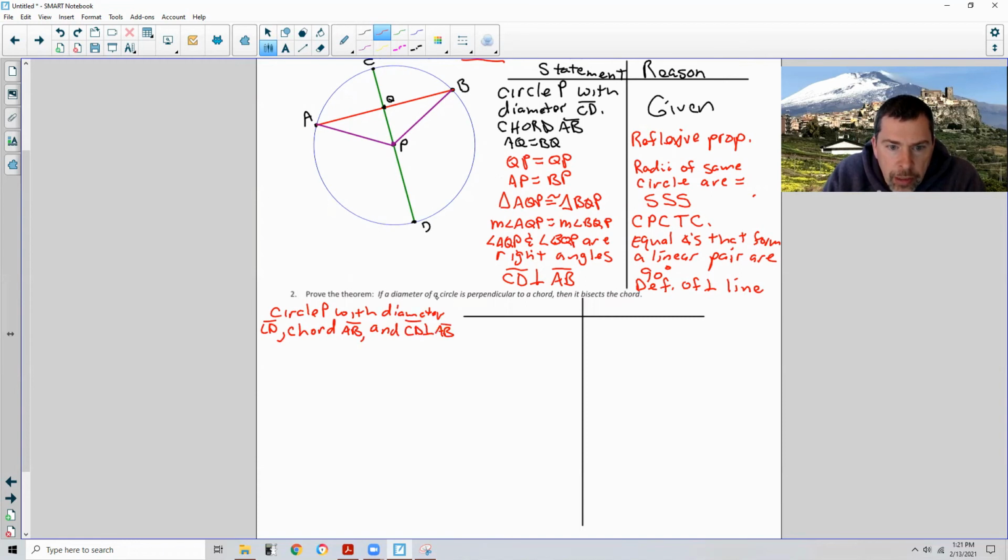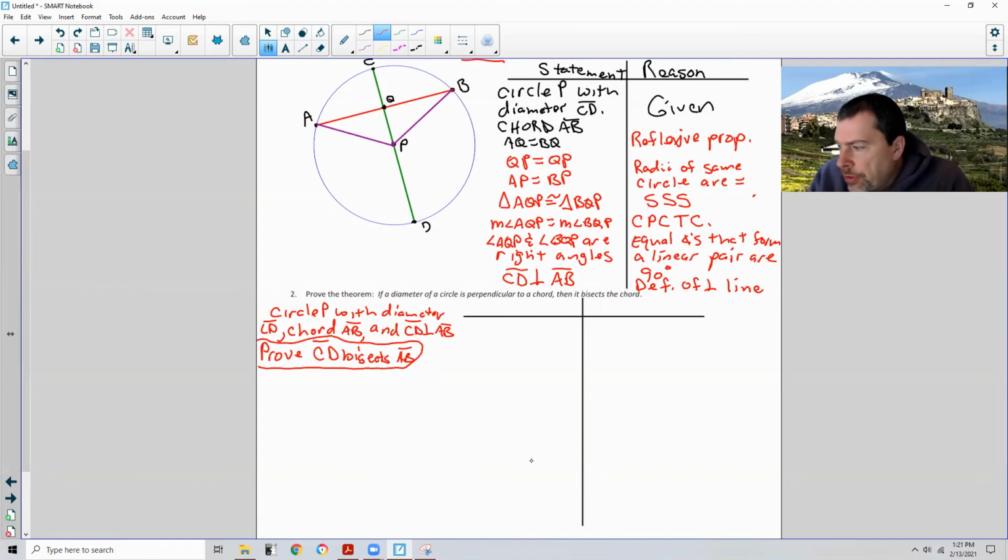If the diameter of a circle is perpendicular to the chord, that's a given. We have to prove it bisects. So we want to prove CD bisects AB. That's what we're trying to prove, that CD does in fact bisect AB. All right, so here we go.